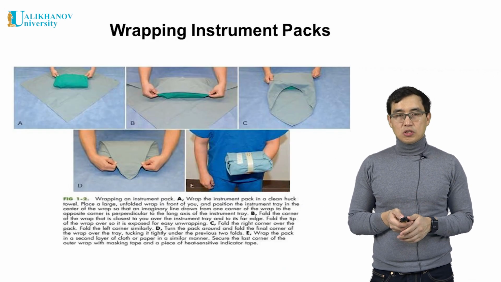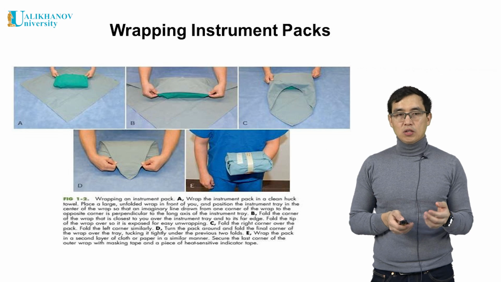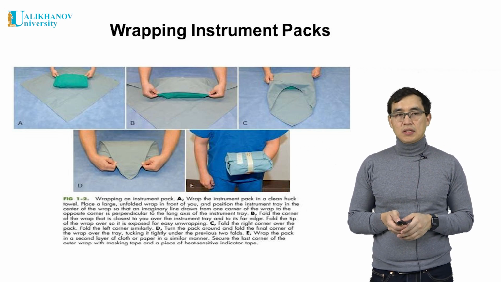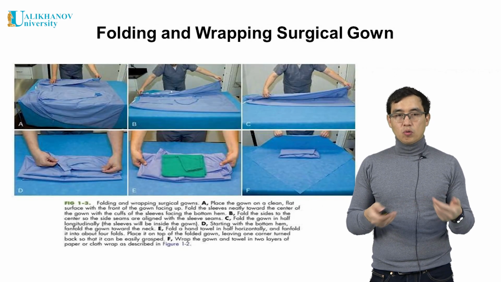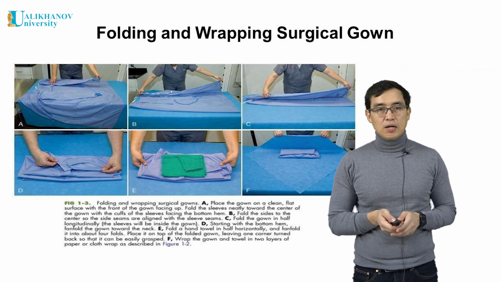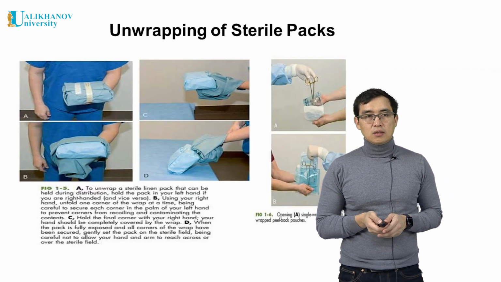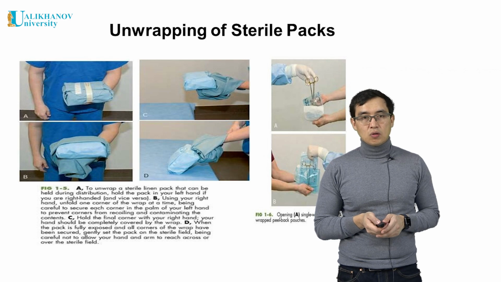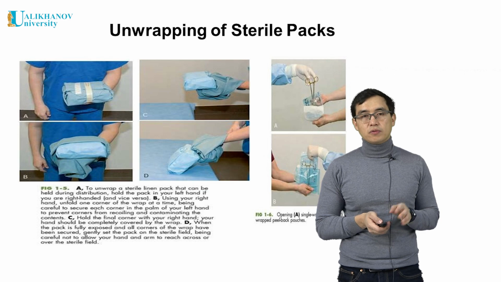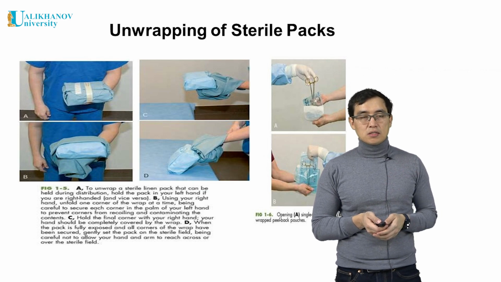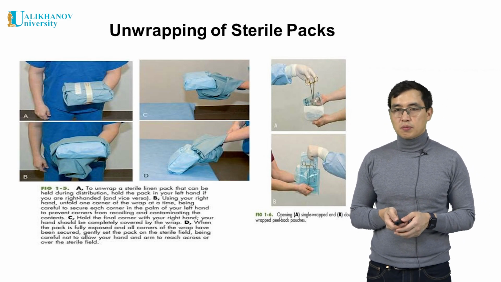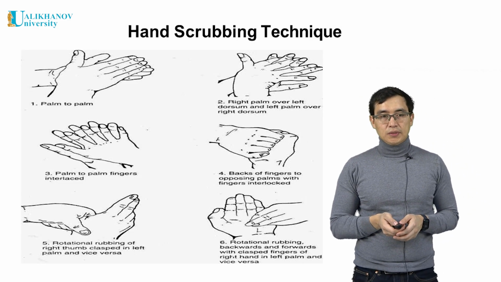In these pictures you can see wrapping an instrument package, steps A, B, C, D, E. Here also how to open it, step by step, then folding and wrapping a surgical gown, and the last one, the unwrapping of sterile packs. It is the base of all sterile principles in surgery.